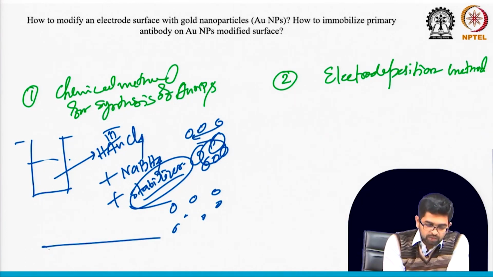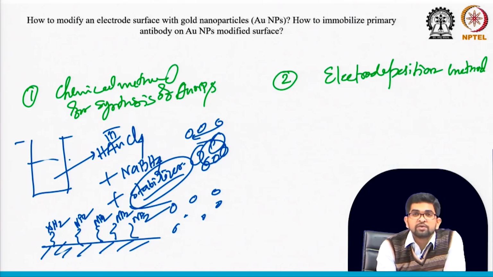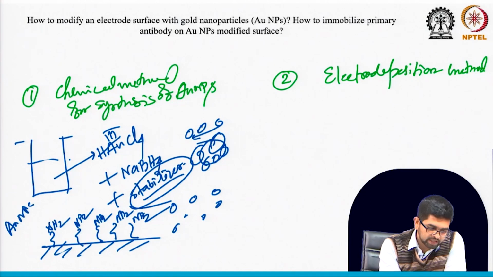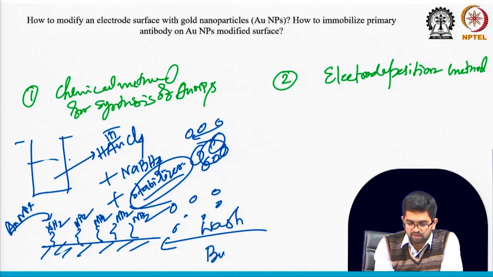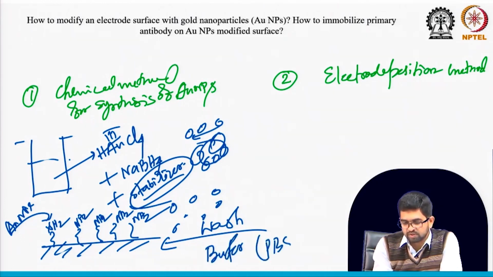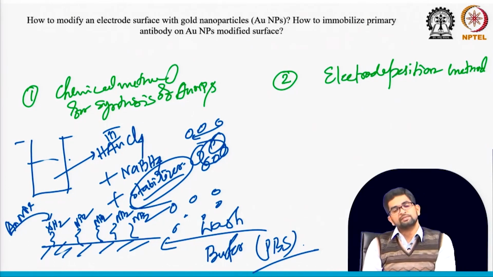Then I will drop this gold nanoparticle solution on an amine functionalized surface, right? As I told, an amine functionalized surface. Why do we need the amine functionalized surface? Because the amine group and gold nanoparticles have a strong interaction, so they can easily bind to the surface. After the modification of the surface, you have to wash the surface thoroughly with a buffer, something like PBS, phosphate buffered saline. The non-bound particles will wash out from the surface and you will get a reproducible surface every time.